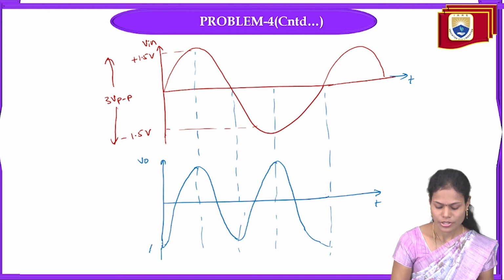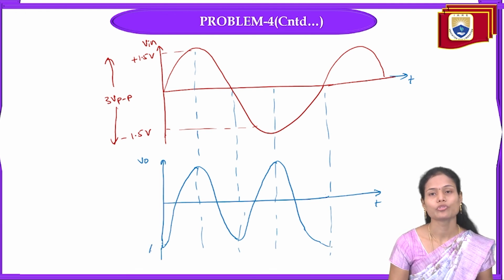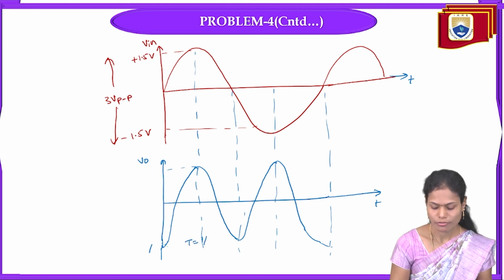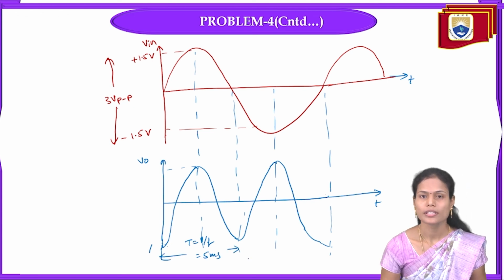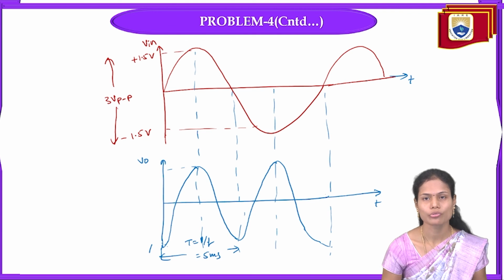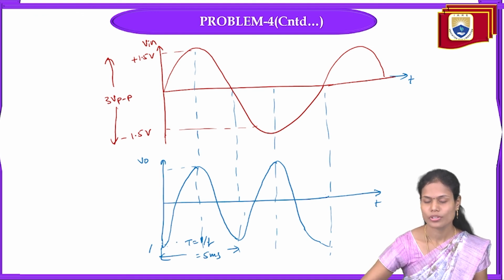Here I mentioned that we don't know the peak to peak value. Why? Because that depends upon the RF C1 value. So that's why we are not mentioning any output amplitude. But the time period, that is 1 by f, is 5 milliseconds, the same in both the input signal as well as the output signal. But the amplitude, we don't know how much we are getting in the output signal, because we don't know the value of feedback resistance as well as capacitor. So in this way, we need to draw the output signal for the given problem.